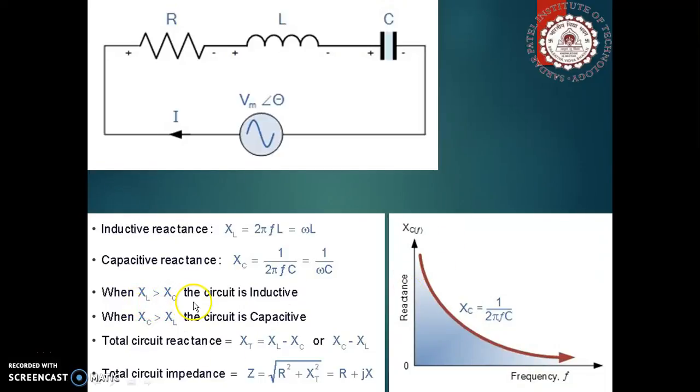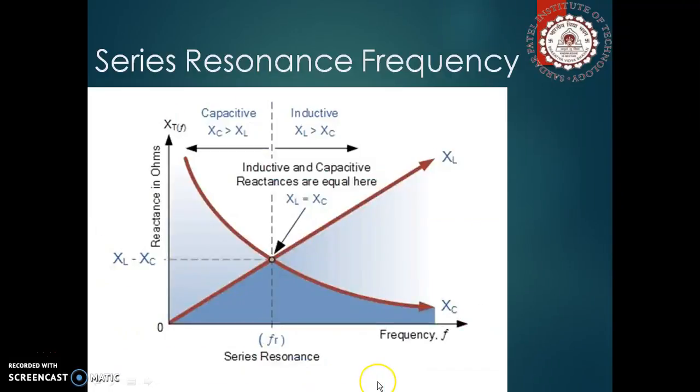Now when XL is greater than XC, the circuit is inductive, and when XC is greater than XL, the circuit is said to be capacitive. And the total circuit reactance, as we've already seen, is XT equal to XL minus XC, and the impedance can be given by Z equal to the square root of R squared plus XT squared. It can be written in the polar form as R plus jX. Now this is the series resonance frequency. This point is called the series resonance frequency.